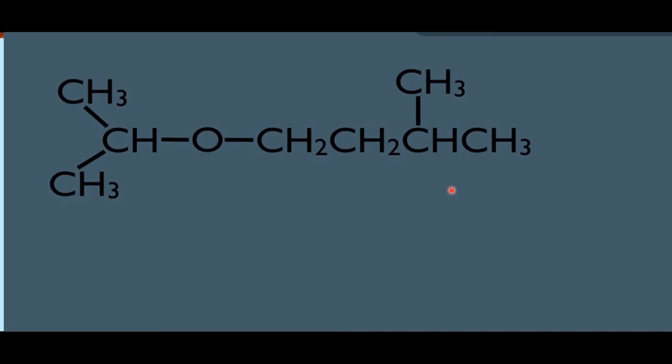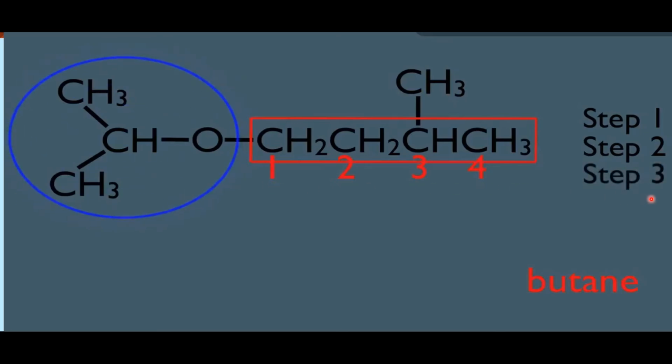Let's take another example. In step 1, you have to select the longest chain. So this is the longest chain of the carbon atoms. It contains 4 carbon atoms, so it is the derivative of butane. In the second step, you have to number the carbon chain. So this carbon atom is closer to oxygen, so this will be carbon atom number 1. Let's have the third step.